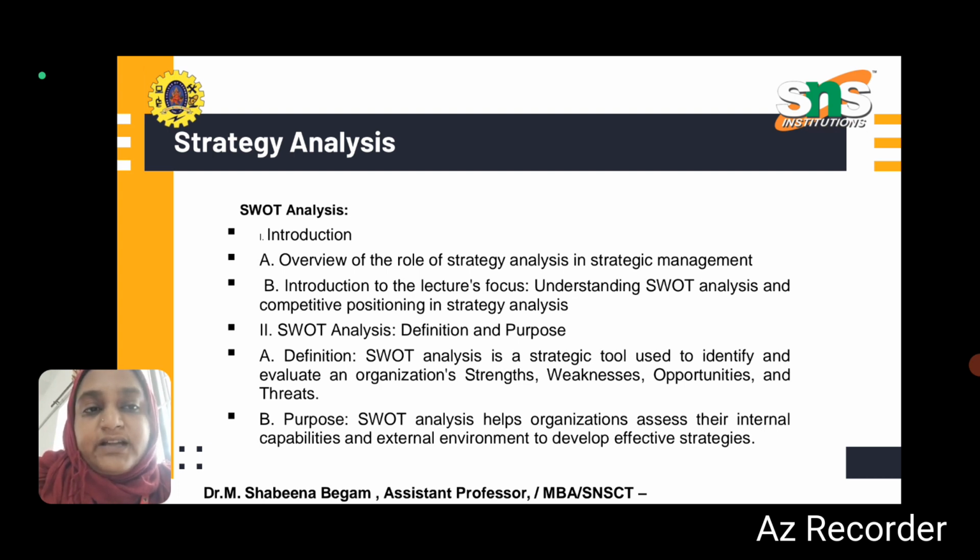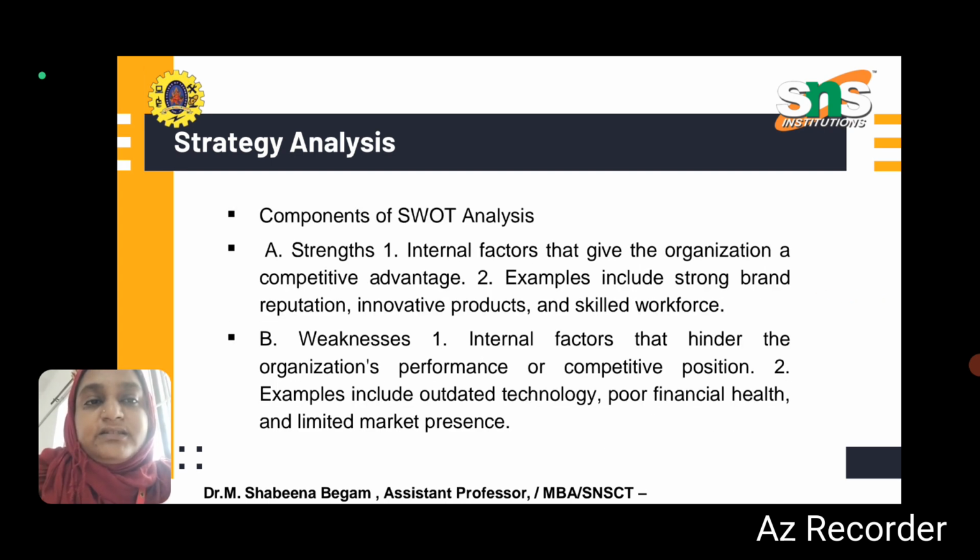The purpose of SWOT analysis is to help the organization assess its internal capability. What is their capability within the organization? It could be manpower, technological power, or many other internal aspects that could support the organization in solving situations. What is the strength? An internal factor that gives the organization a competitive advantage. For example, as we discussed, an innovative product or a skilled workforce. Everything comes under strength.